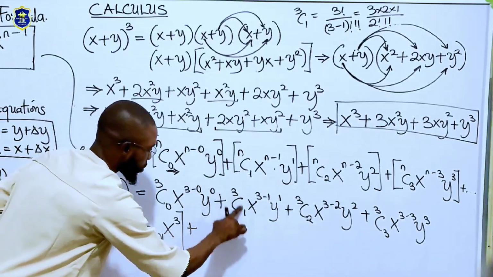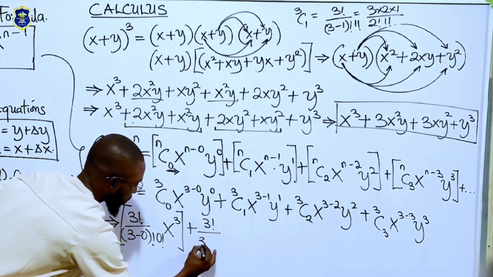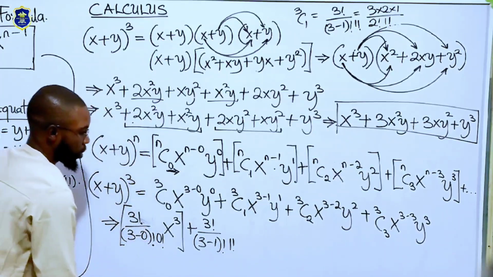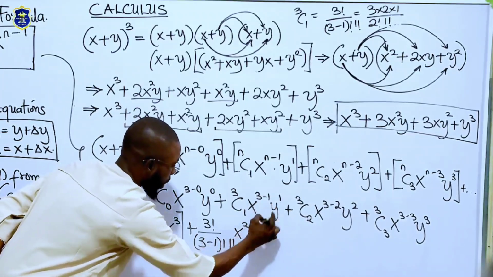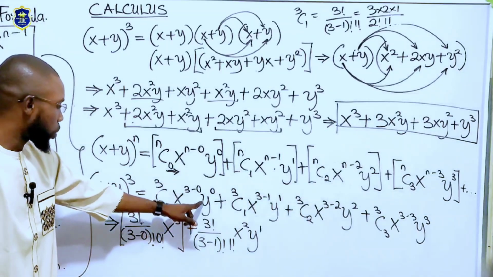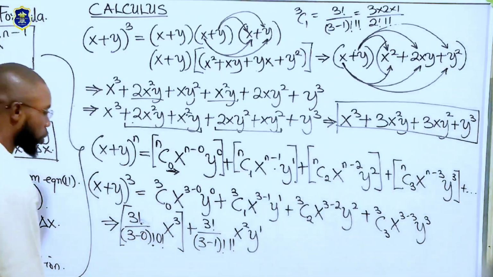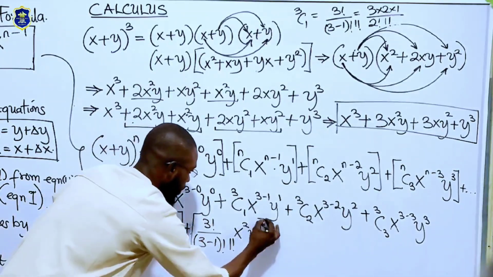Plus what? 3 combination 1. We have 3 factorial over what? (3 minus 1) factorial, 1 factorial. Right? And then we have x to the power 3 minus 1, which is 2. Y raised to power of 1 is y. Why did I not put the 1? Because anything raised to power of 0 is 1, and 1 times the thing will give us the number. So we're done with the next one. This is the plus. This is our second one.